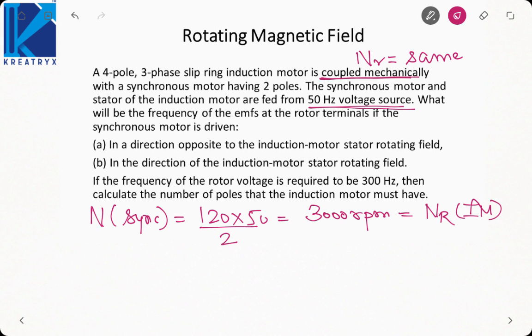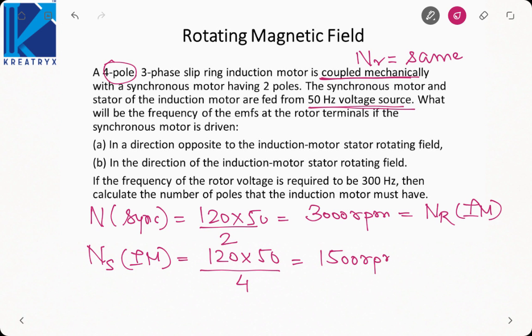Now this is the rotor speed. But what about synchronous speed of induction motor? That is, I am interested in Ns of the induction motor. That will be 120 into F by number of poles of induction motor. There are 4 poles in induction motor, so it will be 1500 RPM. Now let us see what it is asking. What will be the frequency of EMF at the rotor terminals if synchronous motor is driven in a direction opposite to stator magnetic field? Which means the rotor rotation is opposite to the magnetic field.